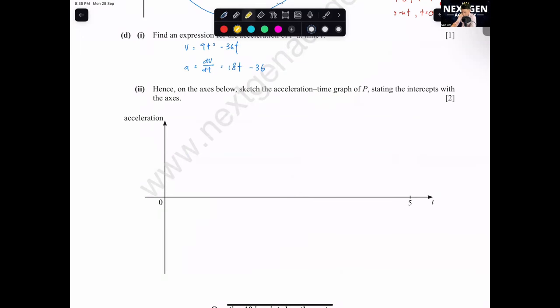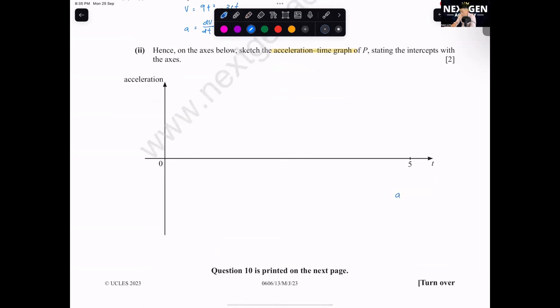Now, last one. They want us to draw the acceleration time graph for this one. So I just need to draw a equals 18t minus 36. We need to know what the shape is first. Shape, straight line, going up. Find your x-intercept and y-intercept. The y-intercept is negative 36. The x-intercept: your y is equal to 0, x is equal to 2. Okay, this one is y equals negative 36.